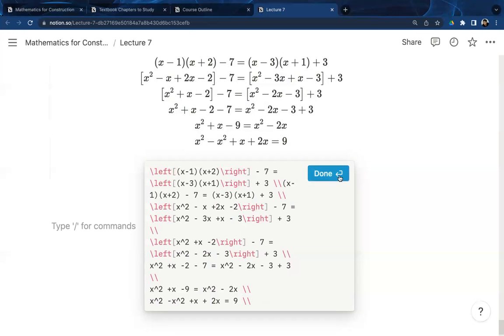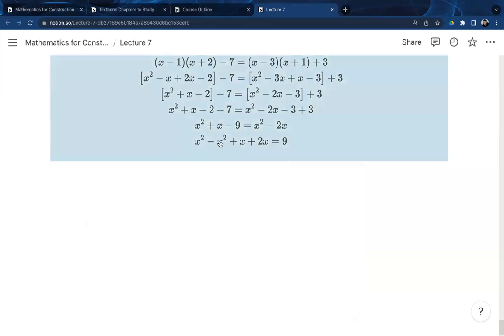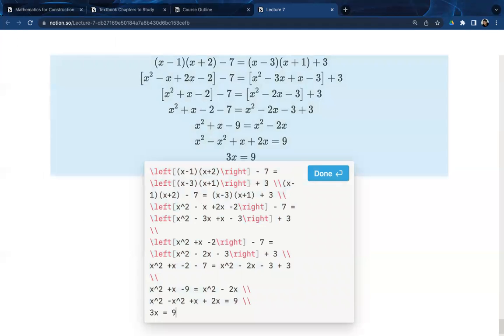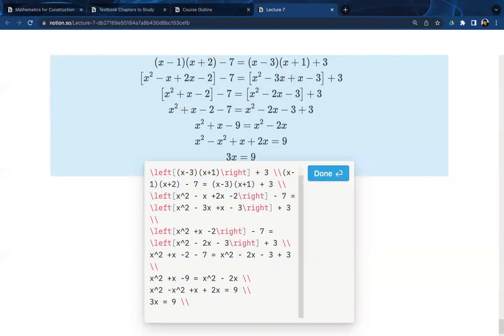Okay. These two x squareds cancel. And this x plus 2x, we get 3x. So we only get 3x equals 9. Well, x is equal to 3. Yeah, and we're done.